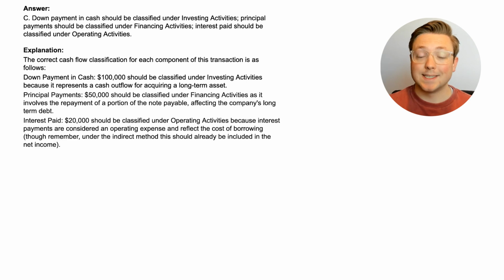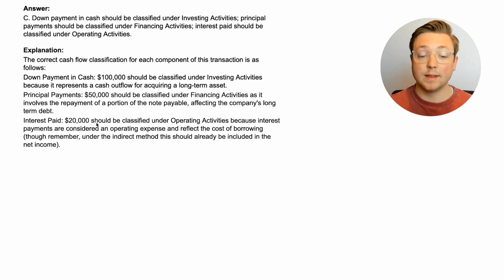All right, the answer is C. Down payment in cash should be classified under investing, so that's correct. The principal payments should be classified under financing activities, and interest paid should be classified under operating activities. So this is affecting all of the different activities. The down payment, that's just money that you paid straight out to buy the building, and so that does count as an investing activity. Whereas the principal payments, those have to do with long-term liabilities, and so that is a financing activity.